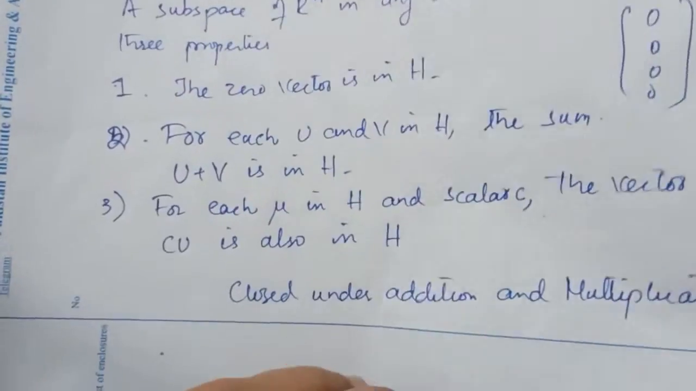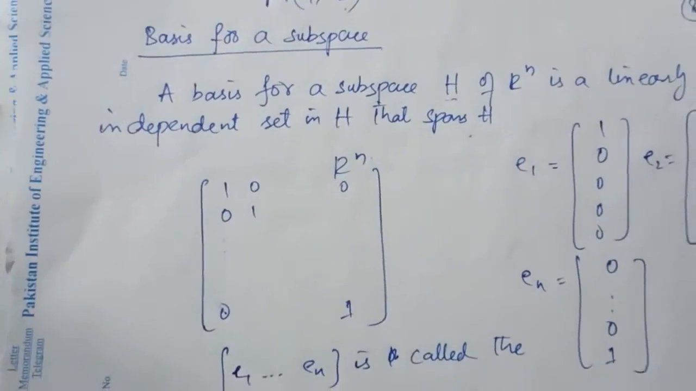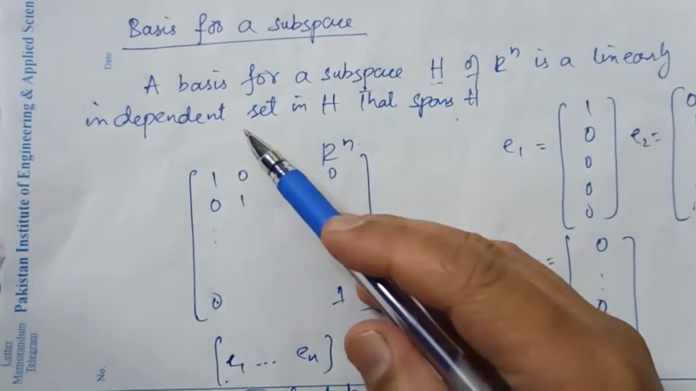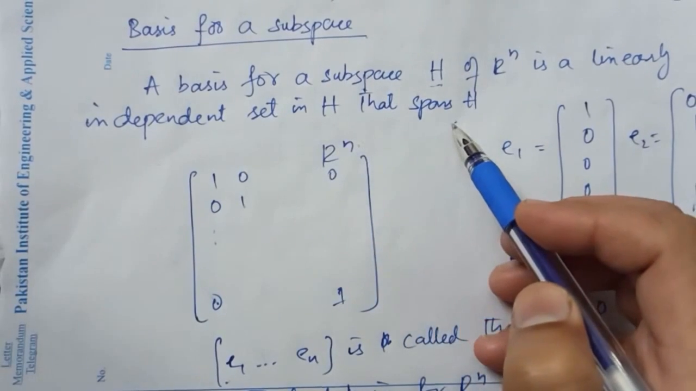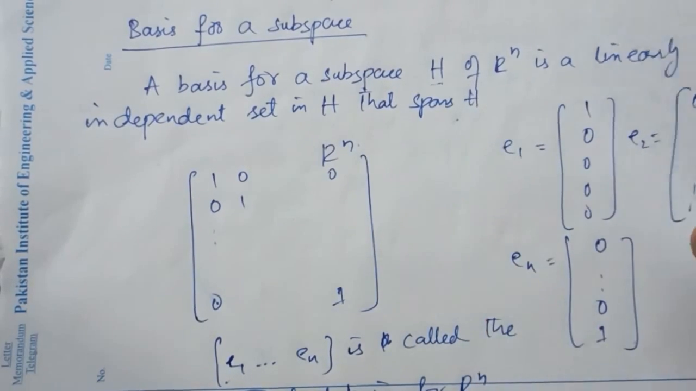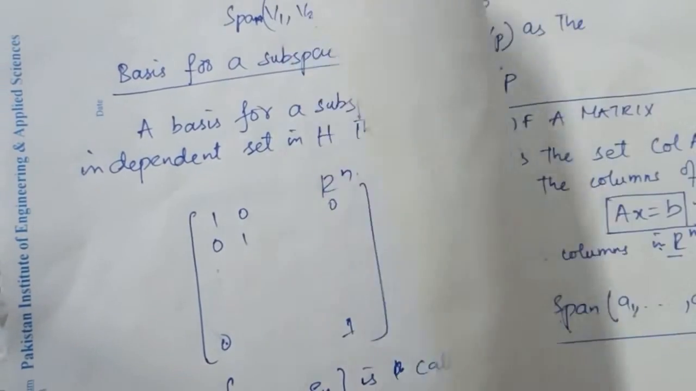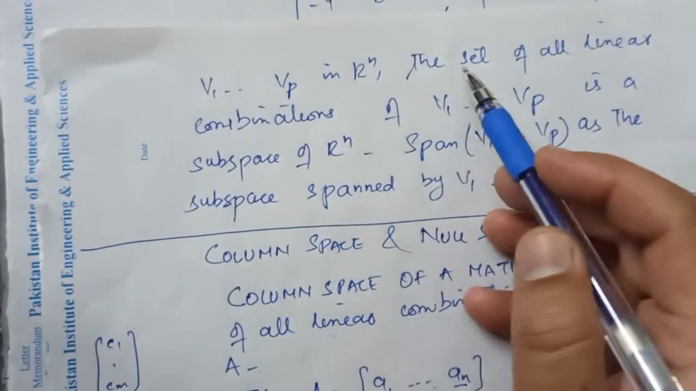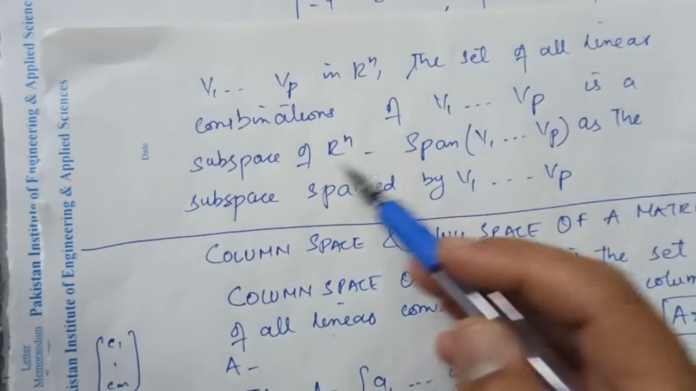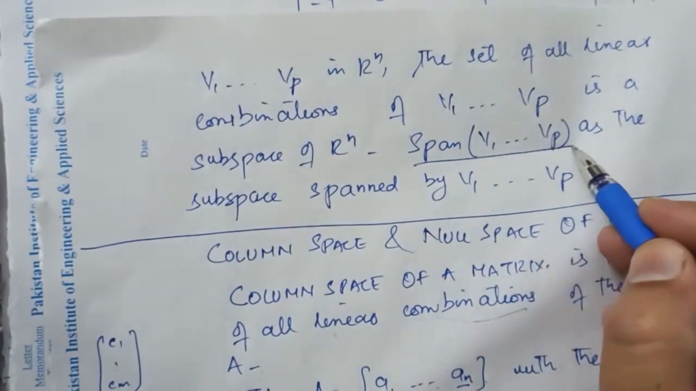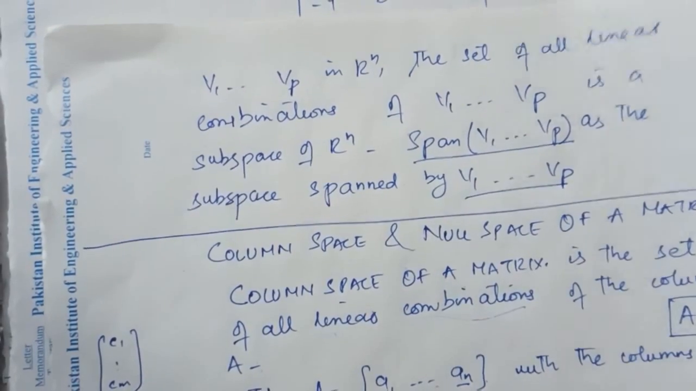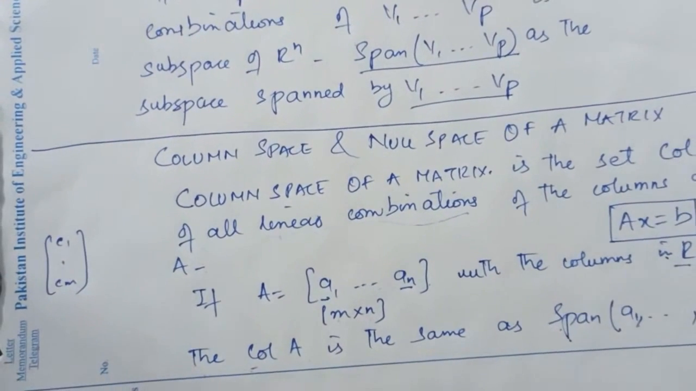After defining that, we moved on to defining the basis for a subspace. The basis of a subspace H of R^n is a linearly independent set in H that spans H. So, for example, for a set of vectors v1 to vp, the set of all linear combinations of v1 to vp is a subspace of R^n, and the span of v1 to vp is the subspace spanned by these vectors. Similarly, we defined the column space and null space of a matrix.